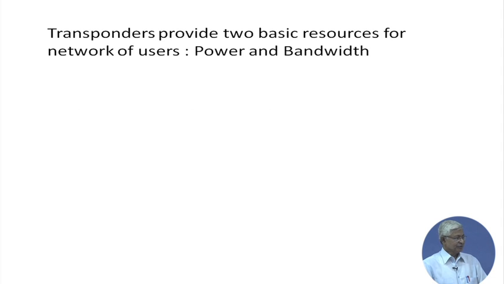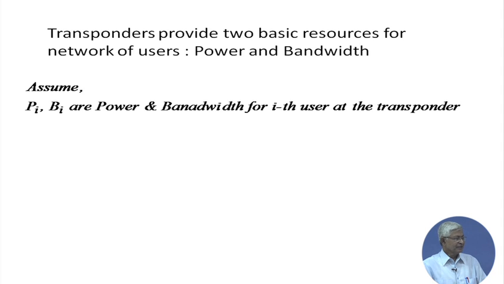So, let us get into the business. The transponders provide two basic resources for the network of users, power and bandwidth. Let us assume that Pi and Bi are the power and bandwidth for the ith user at the transponder. Now, the transponder has some power that we have converted into EIRP. If you remember, the power coming out of the power amplifier of the transponder is put to the antenna to focus to the service area. So, antenna gain multiplied to this is EIRP. So, here we can consider EIRP also.